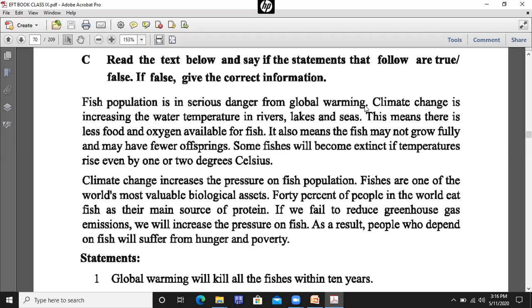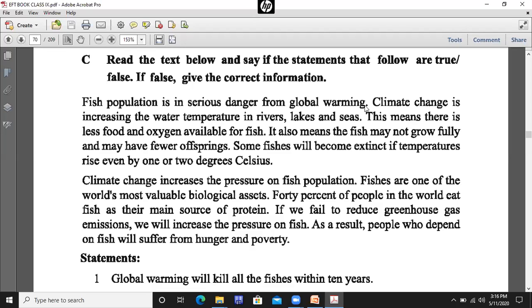Fishes are one of the world's most valuable biological assets. Assets are our valuable resources, most valuable resources. 40% of people in the world eat fish as their main source of protein. How many people in the world eat fish as their main source of protein? If I ask you, then the answer will be 40%.